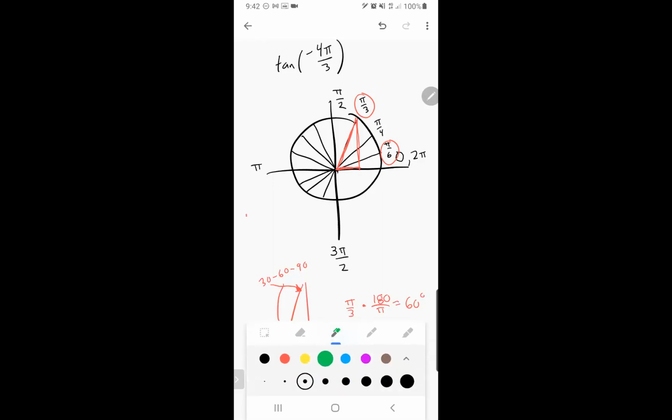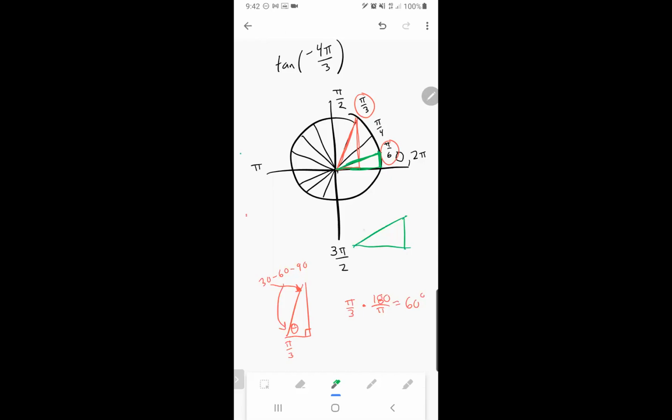If I switch to another color, if I think about the pi over 6 angle, if I drop this down and make this triangle, this theta is the pi over 6. Well, pi over 6 converted back to degrees is 30 degrees. So this is also a 30, 60, 90, where the 30 is here and the 60 is here and this is the 90. So when you're looking at the unit circle, each quadrant has 2 of the 30, 60, 90 triangles.